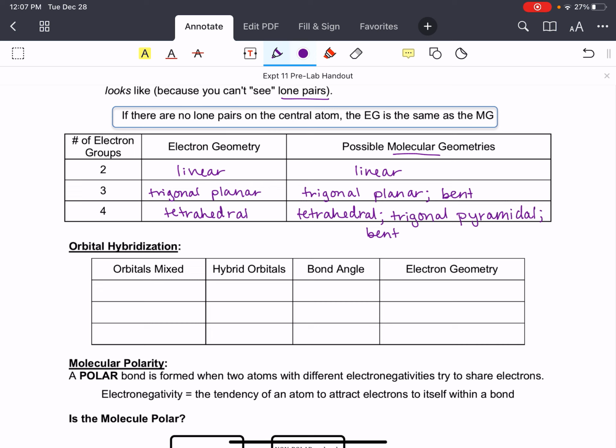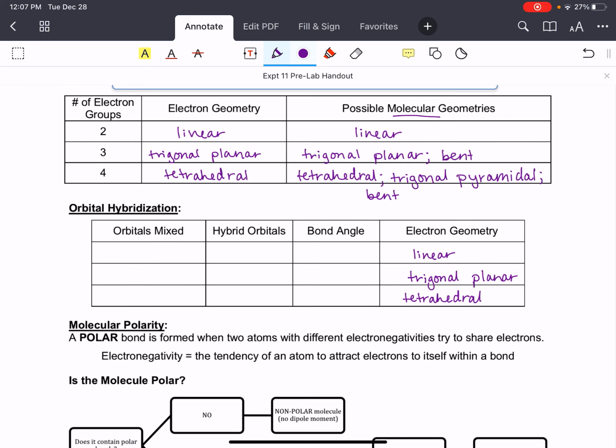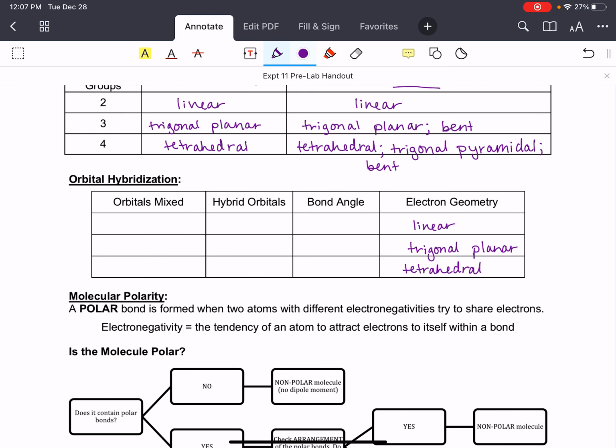The electron geometries also tell you about bond angles and hybridization. So let's write down our 3 electron geometries that we discussed. So we use valence bond theory to help us think about hybridization, because otherwise we don't always have a clear picture of what's happening with the bonding.